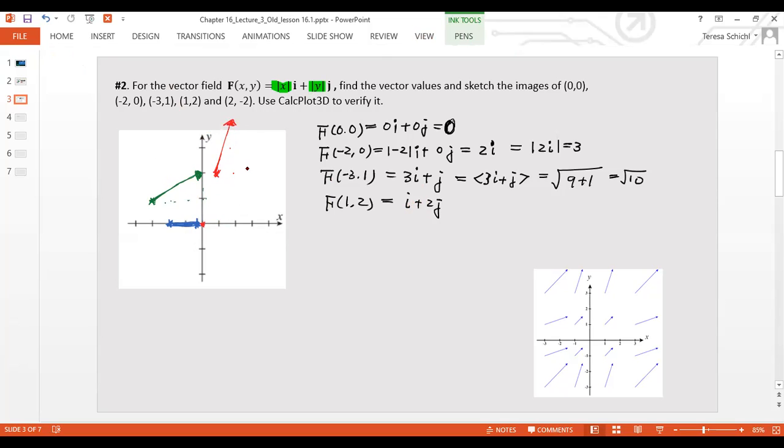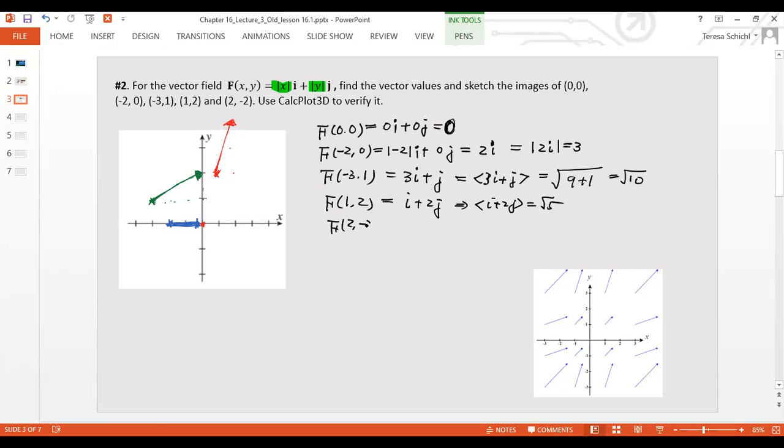If you take a look, the length of this one is 1 squared plus 2 squared, which equals the square root of 5, right? That's why we know the length of i plus 2j is equal to the square root of 5. You can verify it here. Now we have another point.